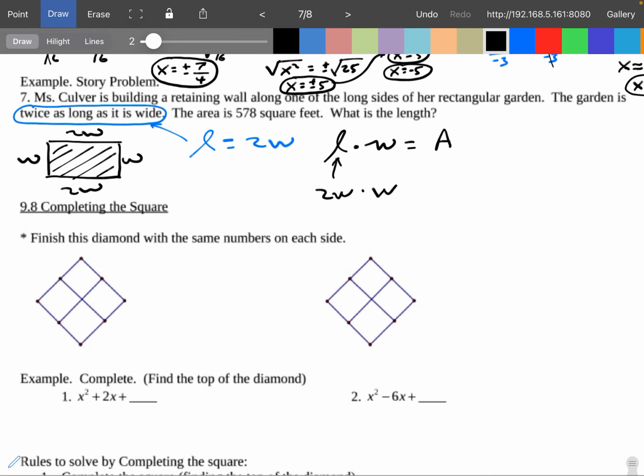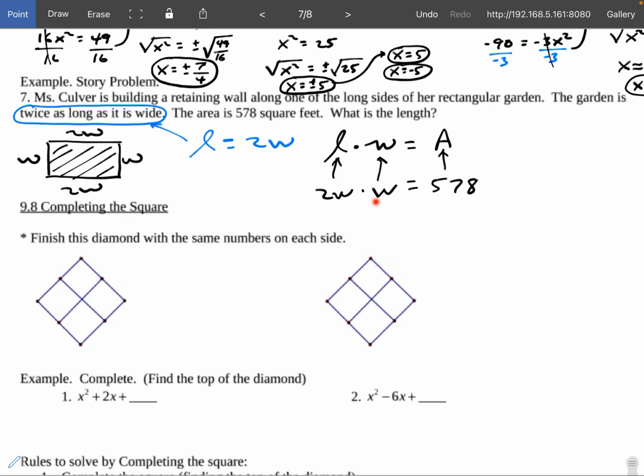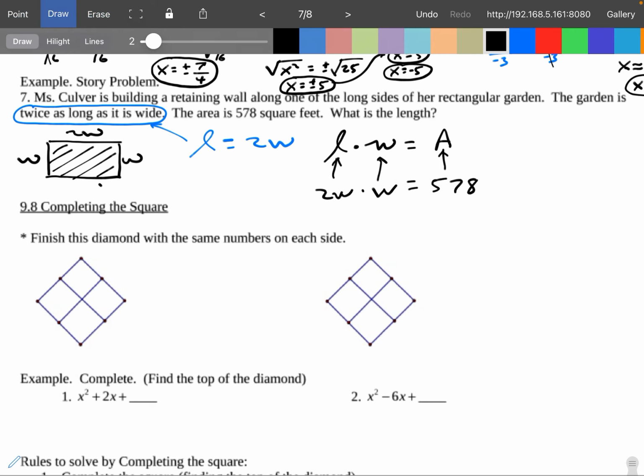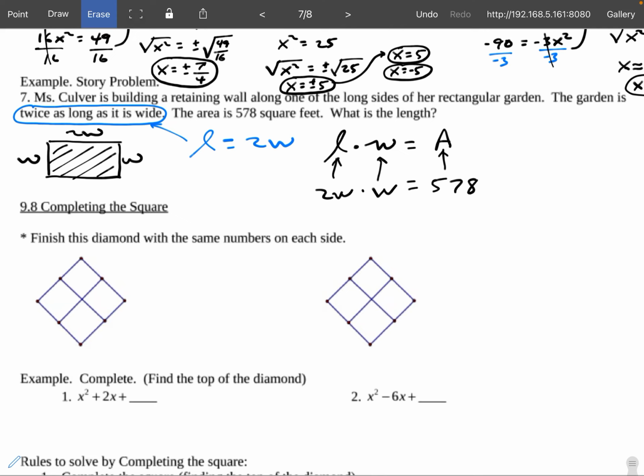So we're going to plug 2W in right here, times the width, which we're going to leave as W, has to equal the area, which they gave you was 578 square feet. All right. So then what do you get right here? What's 2W times W? By the way, these are supposed to say 2W.